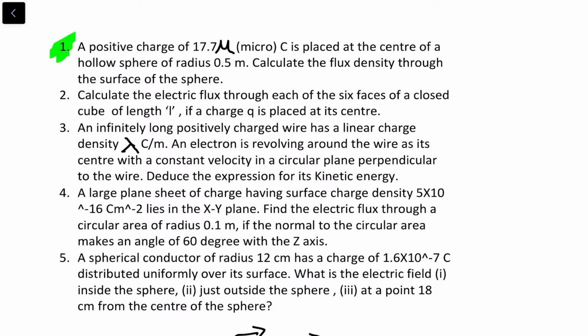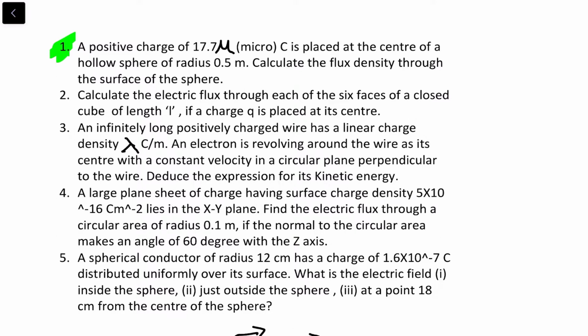A positive charge of 17.7 microcoulombs is placed at the center of a hollow sphere of radius 0.5 meters. Calculate the flux density through the surface of the sphere. It's a simple problem. Whenever a problem is given, first let us write whatever is given in the problem.